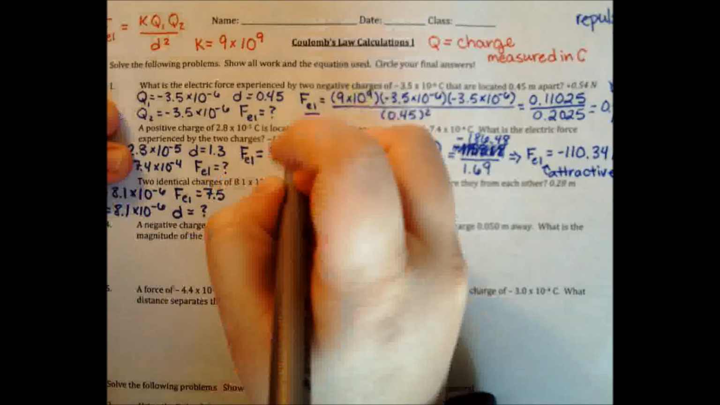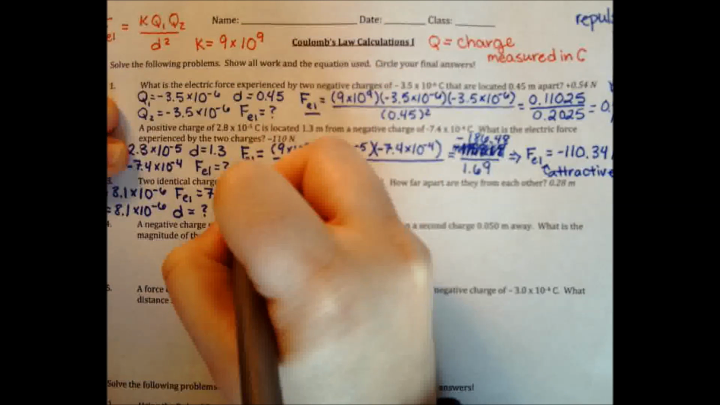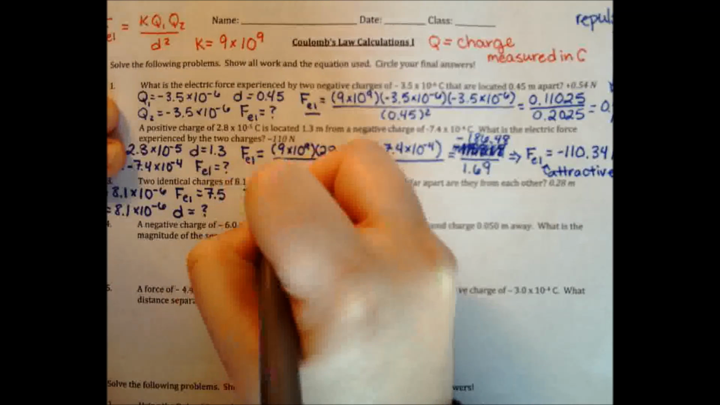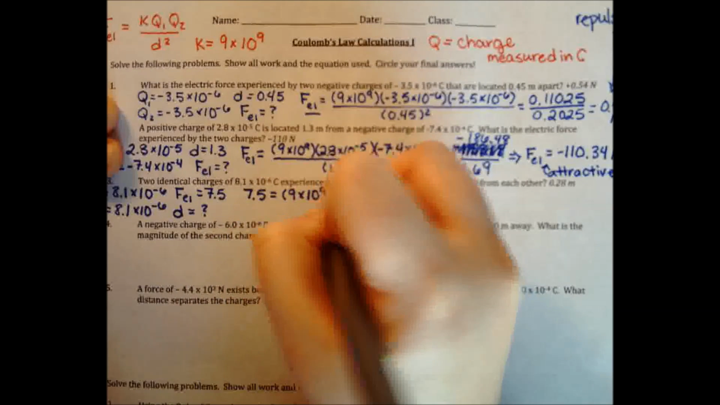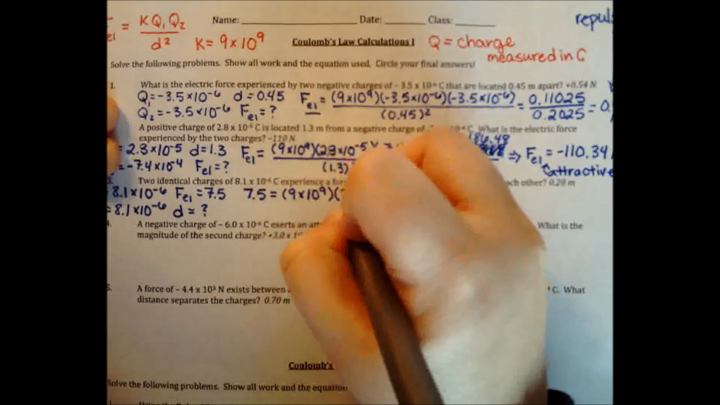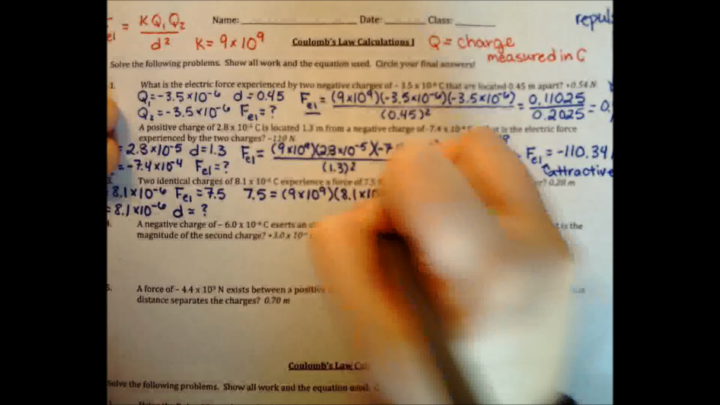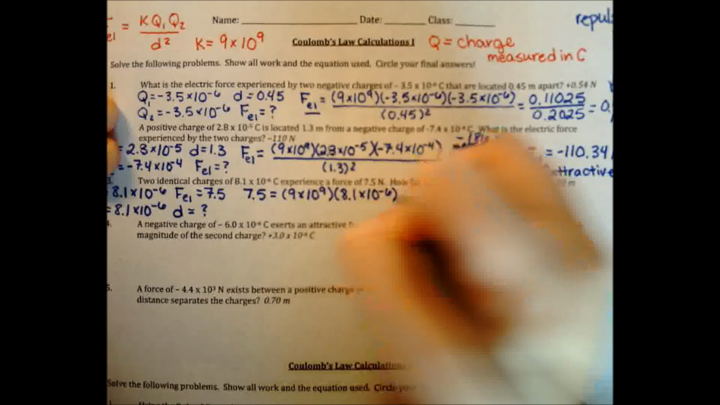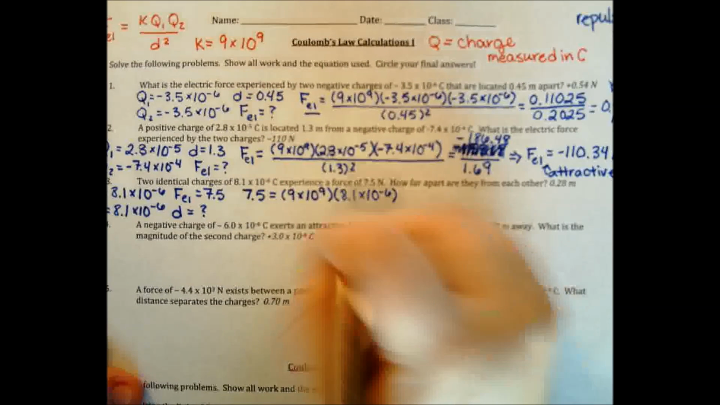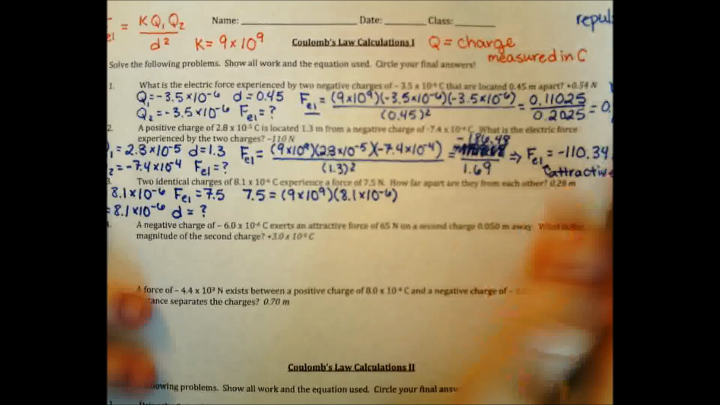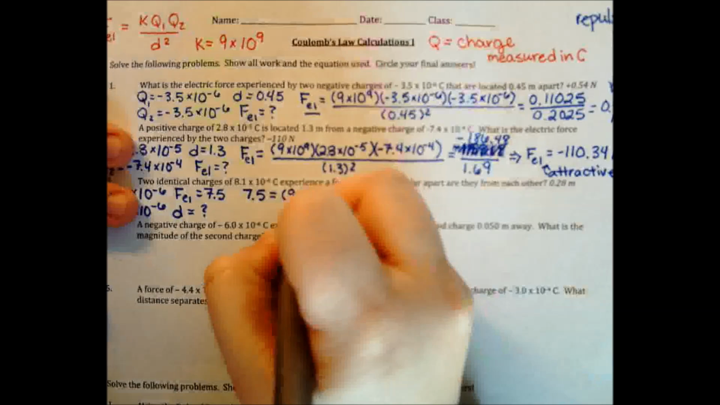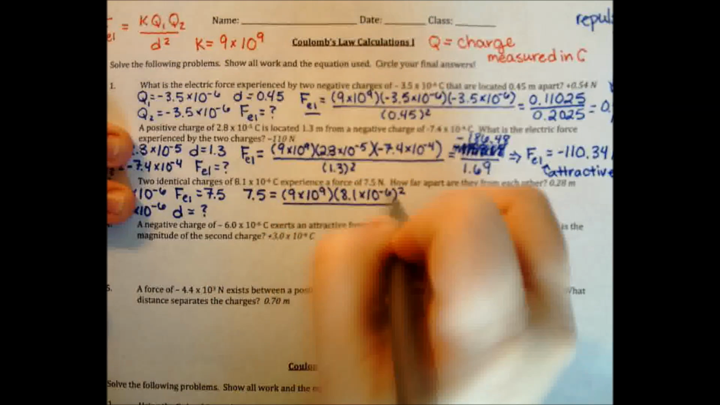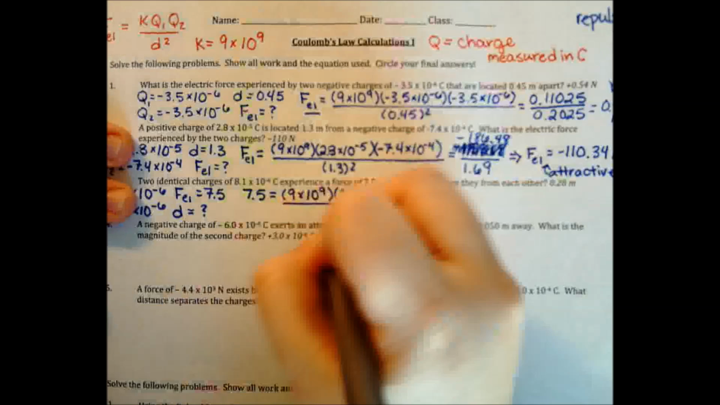Alright, so instead of setting it up like the others, it's going to look like this. It's going to be 7.5 equals 9 times 10 to the 9th times 8.1 times 10 to the negative 6th. Now, we have a choice here. You can write this out again the same way we did up here. Or, since they're identical, you can just do squared. It saves me some writing, and I am a lazy student, so I'm going to do it that way. If it confuses you, it is exactly the same as writing it out again.